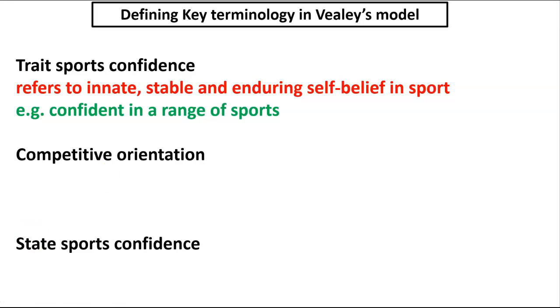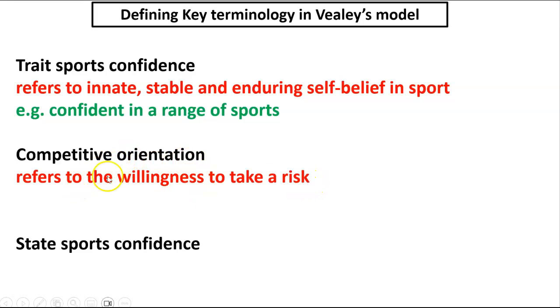Competitive orientation then basically refers to your willingness to take a risk and be competitive when you're in a competitive situation. So it refers to the willingness to take a risk. If you put that into the example we're going to use today, which is a football penalty, if you were willing to take a risk with a penalty, you would volunteer yourself to take that penalty. So that would be our example there.